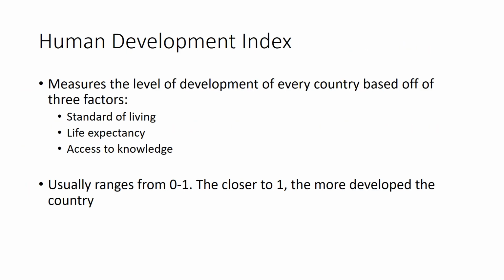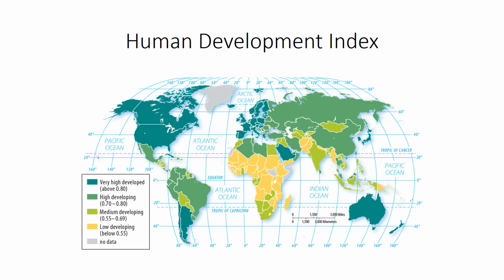HDI, the Human Development Index, we measure three things to see how developed a country is. We look at the standard of living, the life expectancy, and the access to knowledge. And this HDI number ranges from 0 to 1, and the closer you are to 1, the more developed you are. And of course, as we look at the world, we can see a pretty basic trend where the more developed countries are and the low developing countries are.